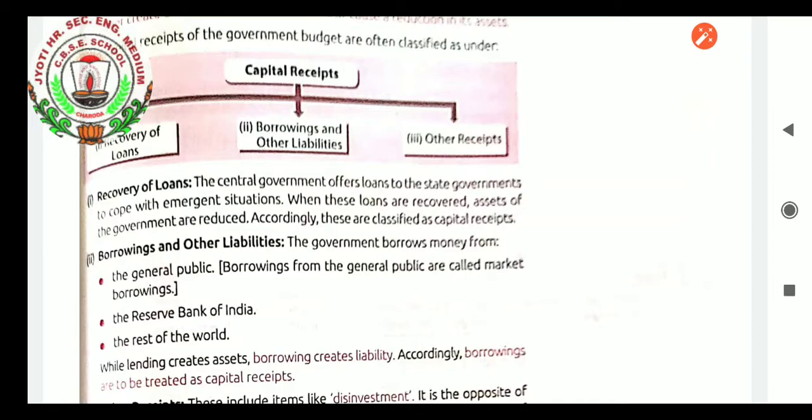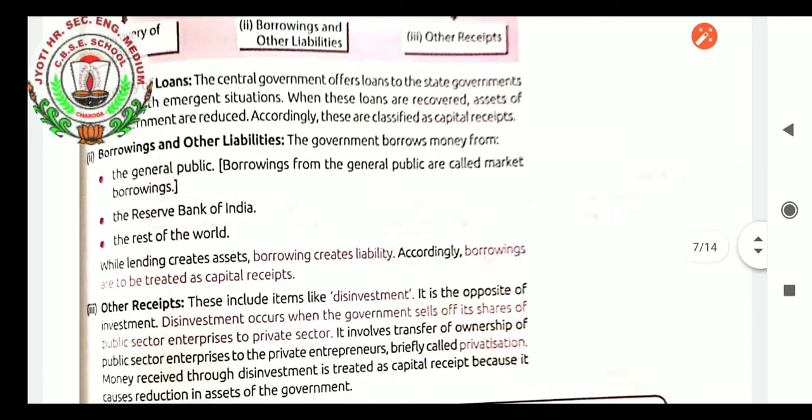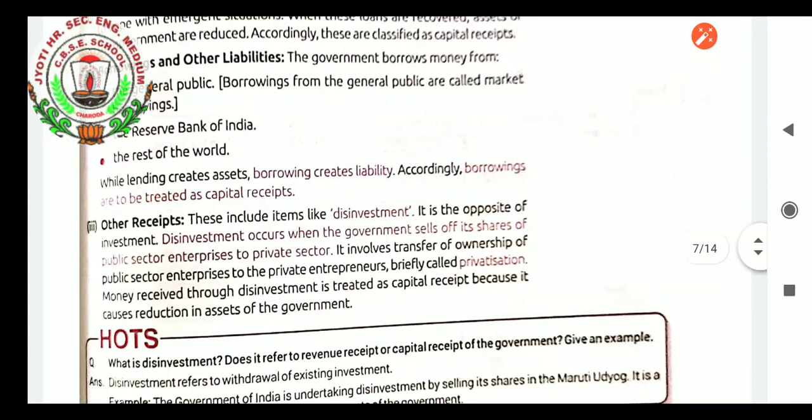Borrowings and other liabilities. The government borrows money from the general public. Borrowings from the general public are called market borrowings. It also borrows from the Reserve Bank of India and the rest of the world. While lending creates an asset, borrowing creates a liability. Accordingly, borrowings are to be treated as capital receipts.